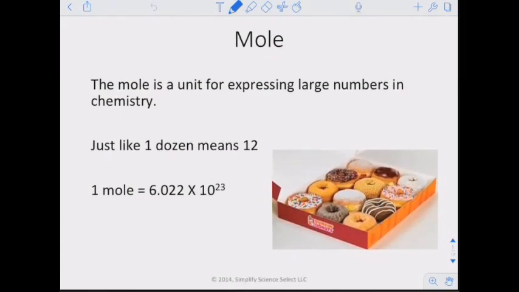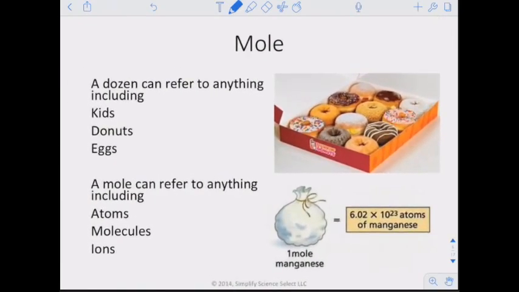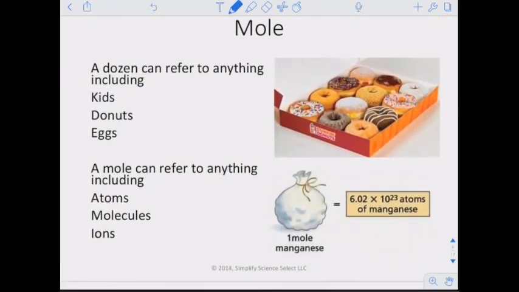Now, the mole, revisiting this again, is a very important topic in chemistry. The mole is a unit for expressing large numbers. Just like a dozen, a mole means 6.02 times 10 to the 23rd. So we can have a mole of anything. We can have a mole of atoms, a mole of molecules, or a mole of ions.